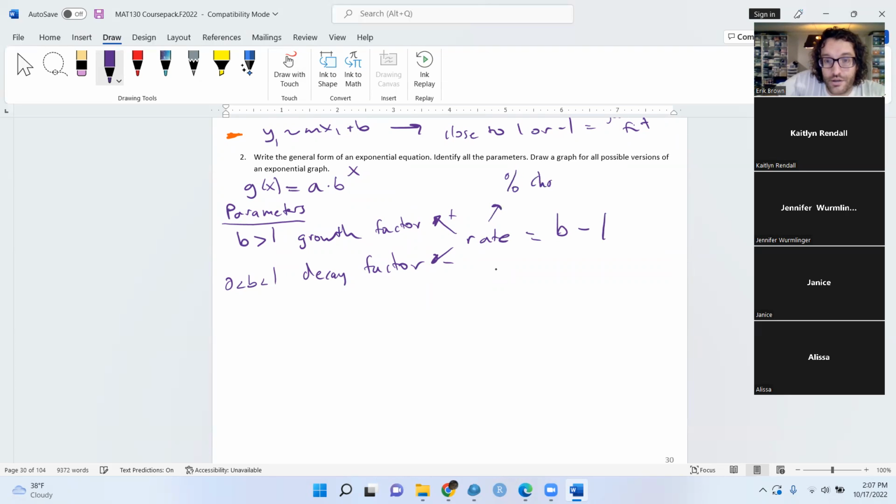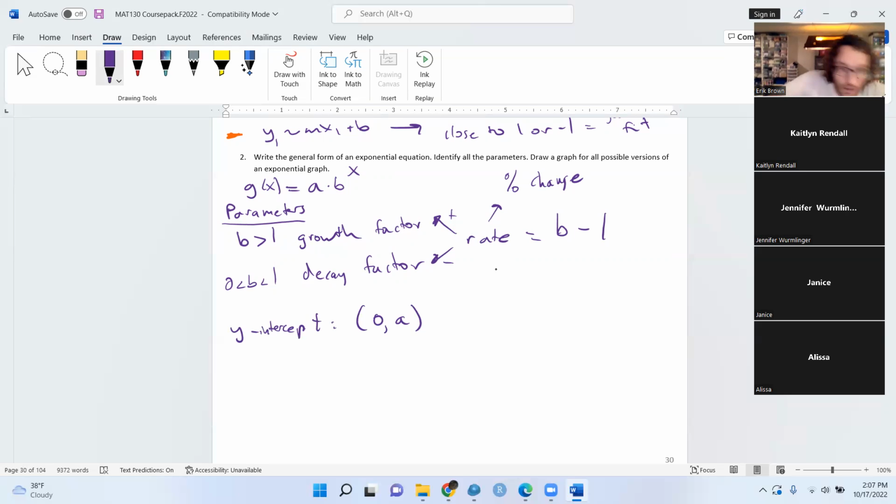So when you do that subtraction of 1, if you get a positive number, you know it's a growth rate or percent growth. And if you get a negative number, you know it's percent decay, or percent decrease is another form for that. And then the other parameter is the y-intercept. Exact same interpretation as linear, we just use a different letter: 0, comma a, and that's the number times the base raised to the x power.